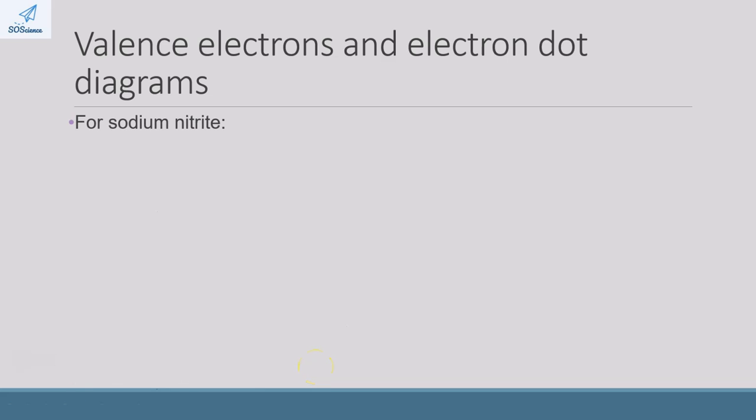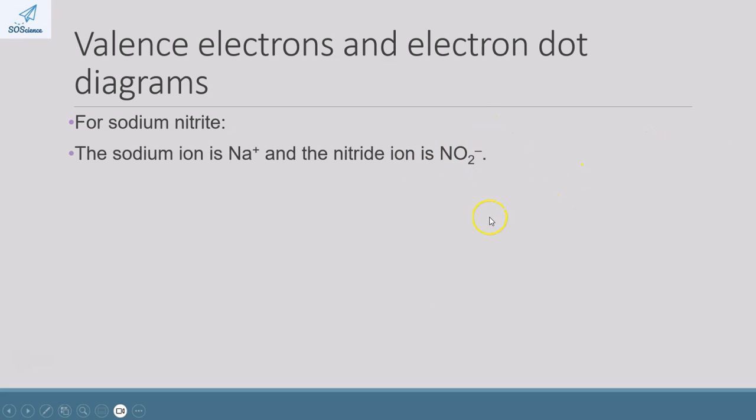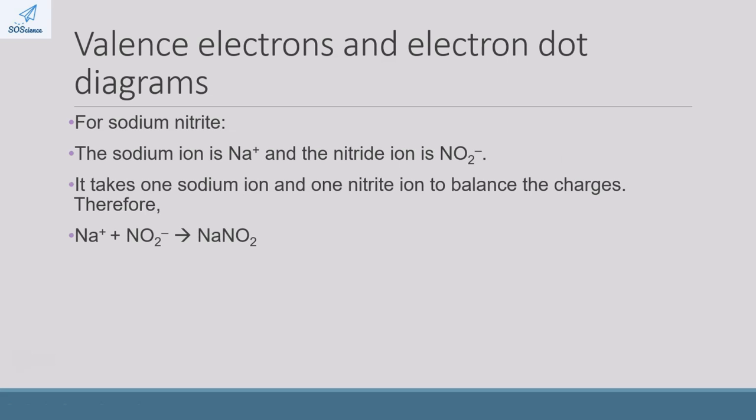Sodium nitrite, well, the nitrite ion is NO2-. I specifically included this so that we don't forget the difference between nitrate and nitrite. So in this case, again, it takes one Na+ to one NO2- to balance out these charges. So one Na+ plus one NO2- makes one NaNO2.